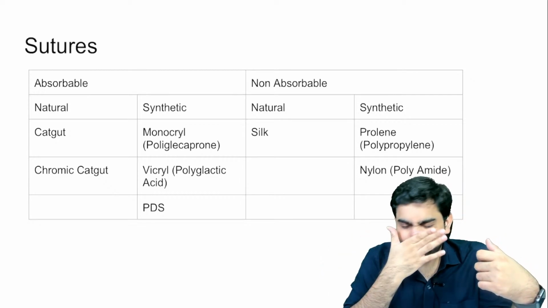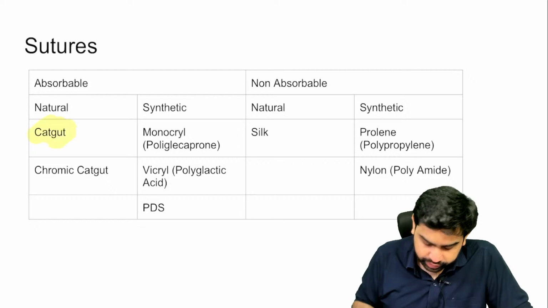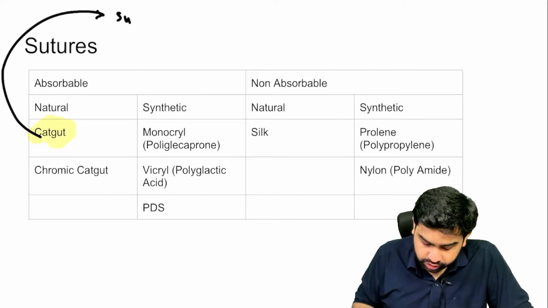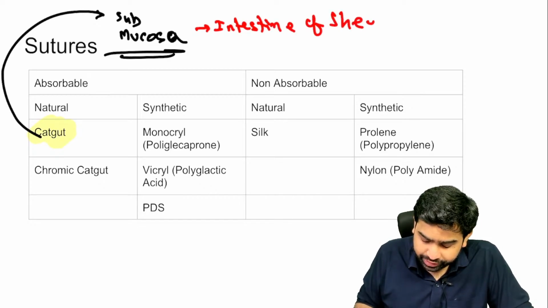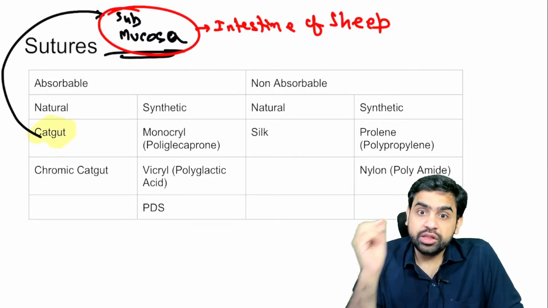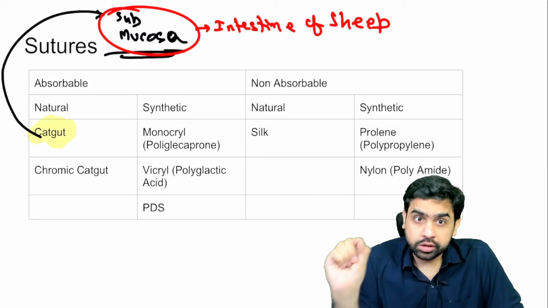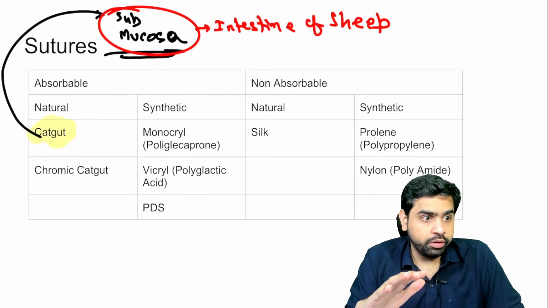Now what about this particular catgut and chromic catgut? From where is catgut derived? Please try to understand, the catgut is derived from the submucosa of the intestine of the sheep. Now, why is it derived from the submucosa? Because submucosa happens to be the toughest layer of the intestine. That is why it is derived from the submucosa. I hope you have understood this particular point.